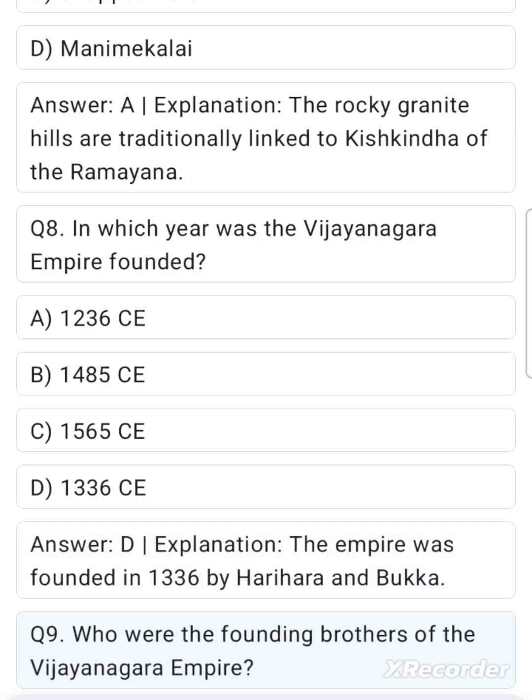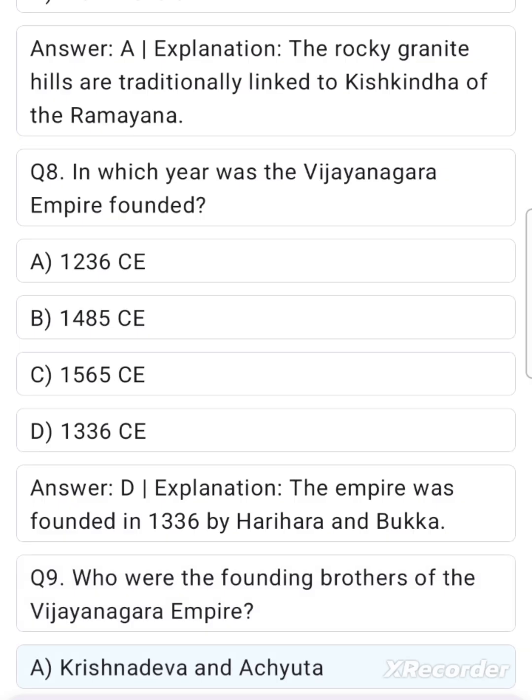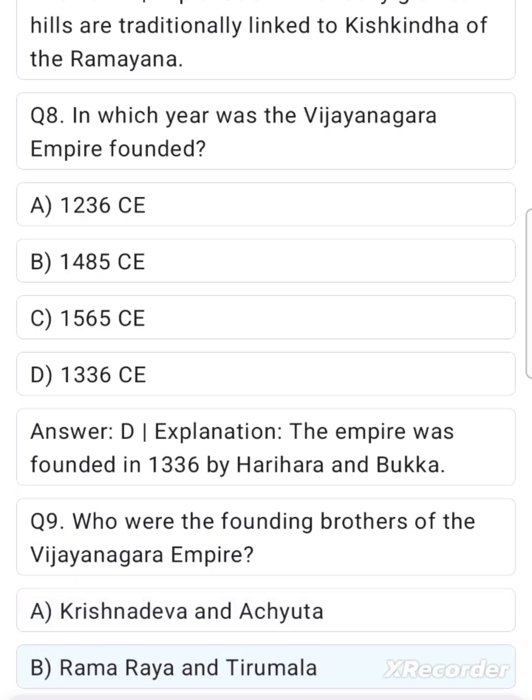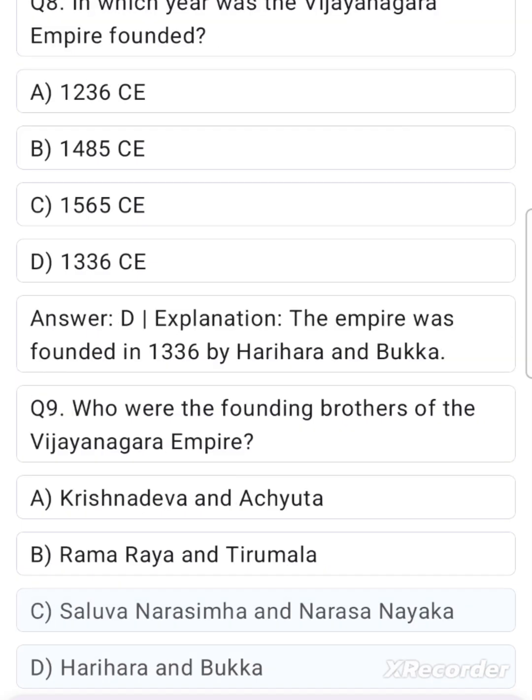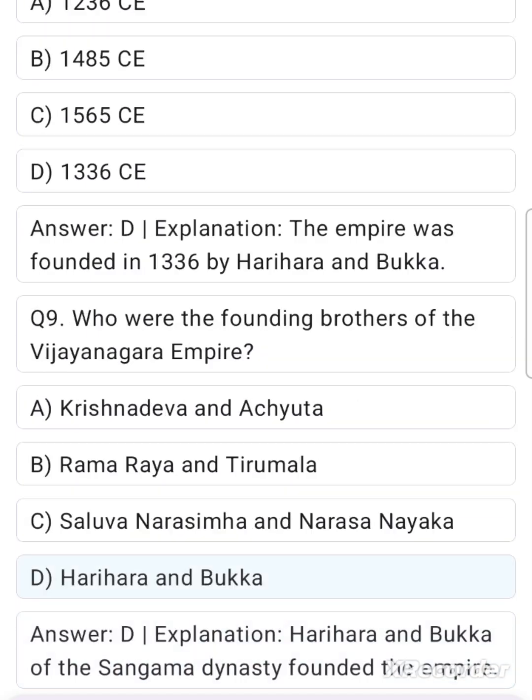Q9. Who were the founding brothers of the Vijayanagara Empire? A. Krishnadeva and Achyuta. B. Rama Raya and Tirumala. C. Saluva Narasimha and Narasa Nayaka. D. Harihara and Bukka. Answer. D. Explanation. Harihara and Bukka of the Sangama dynasty founded the empire.